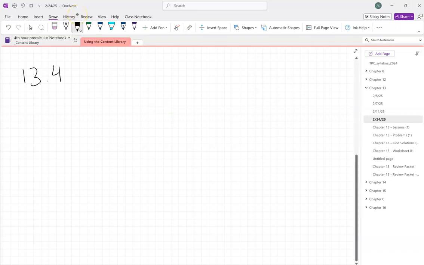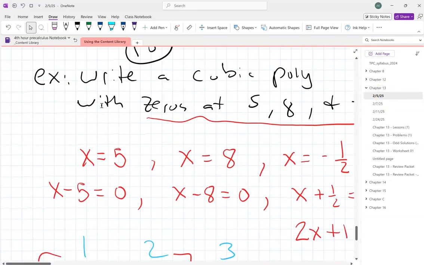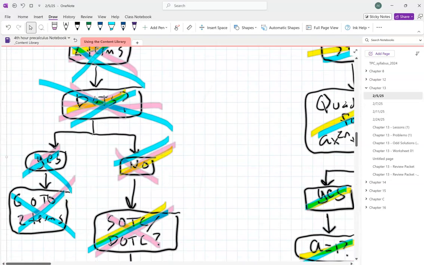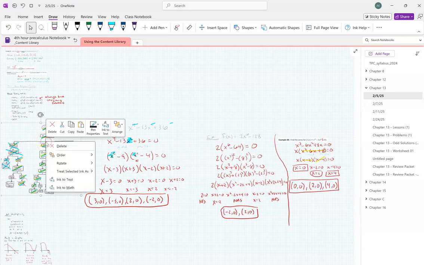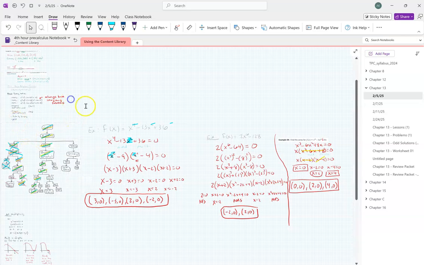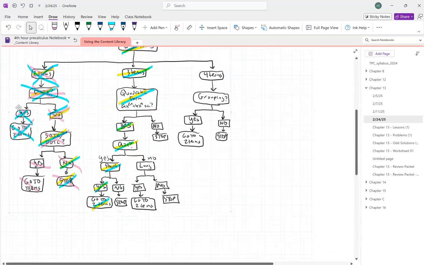All right, so today we're going to be finishing up chapter 13. Going to look at section 13.4. If you remember, what we've been really working on in this chapter has been mainly focused on this idea of solving or factoring polynomials.